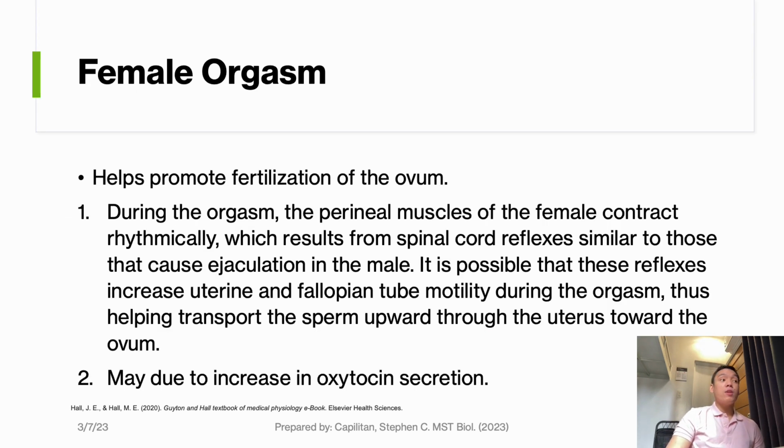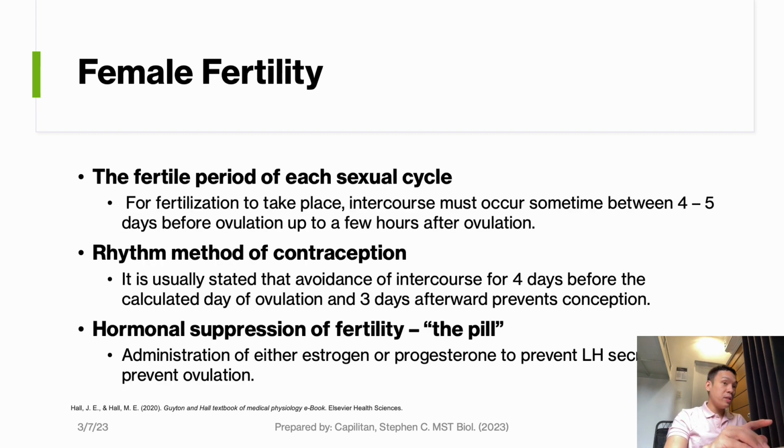Female orgasm also helps to promote the fertilization of the ovum. During the orgasm, the perineal muscles of the female contract rhythmically, which results from spinal cord reflexes similar to those that cause ejaculation in the male. It is possible that these reflexes increase uterine and fallopian tube motility during the orgasm, thus helping transport the sperm upward in the uterus toward the ovum, and may be due to an increase in oxytocin secretion.